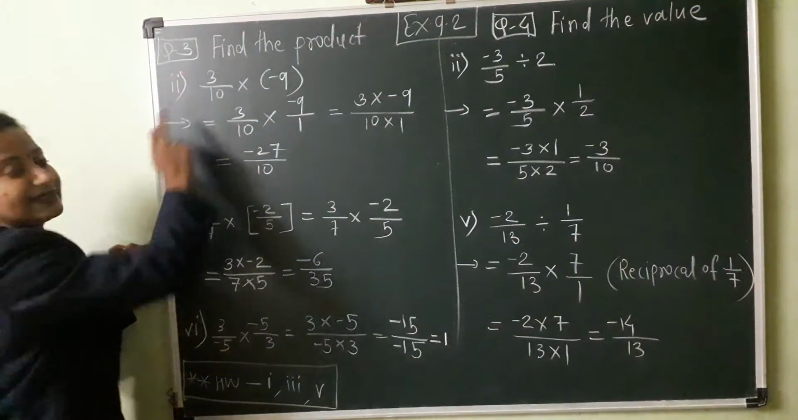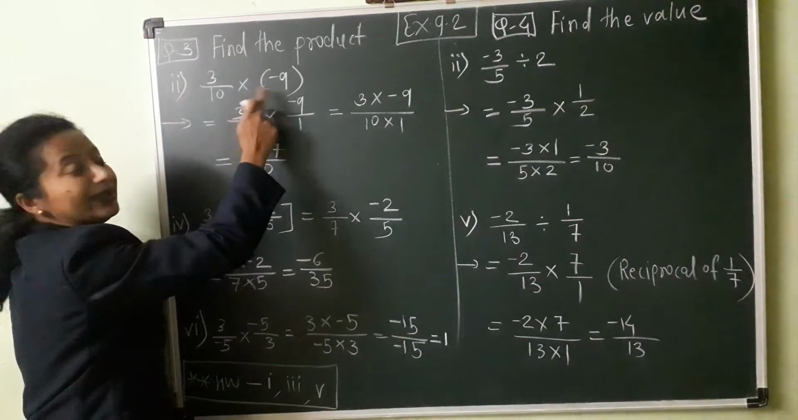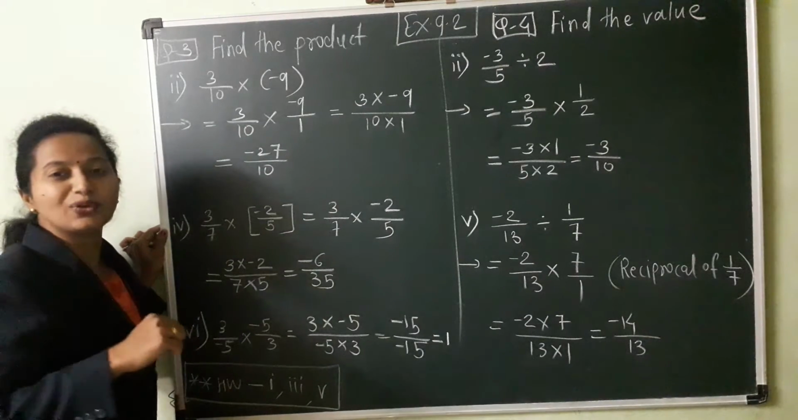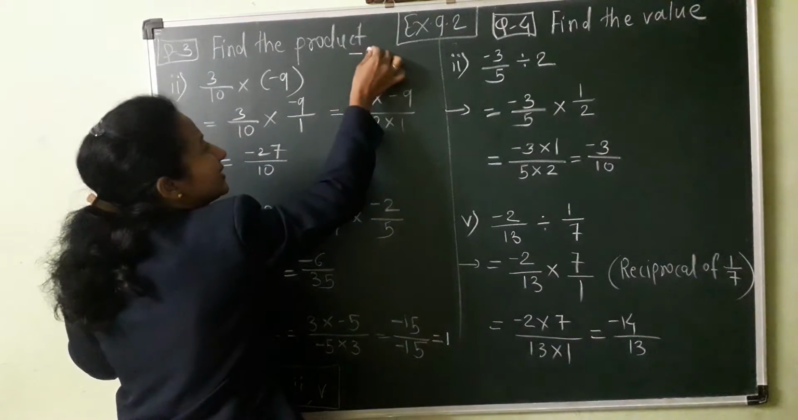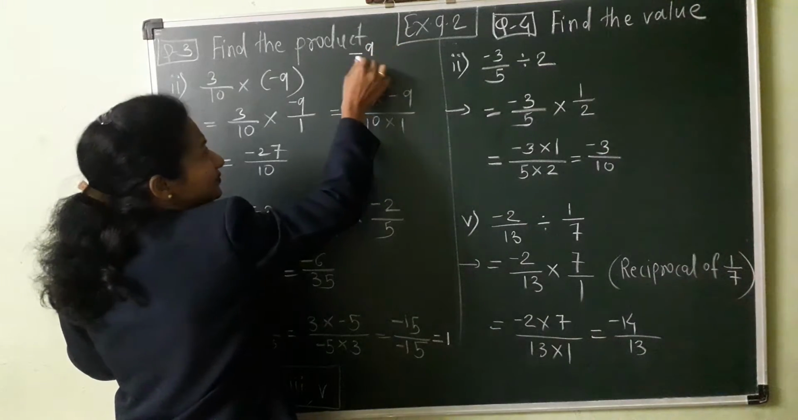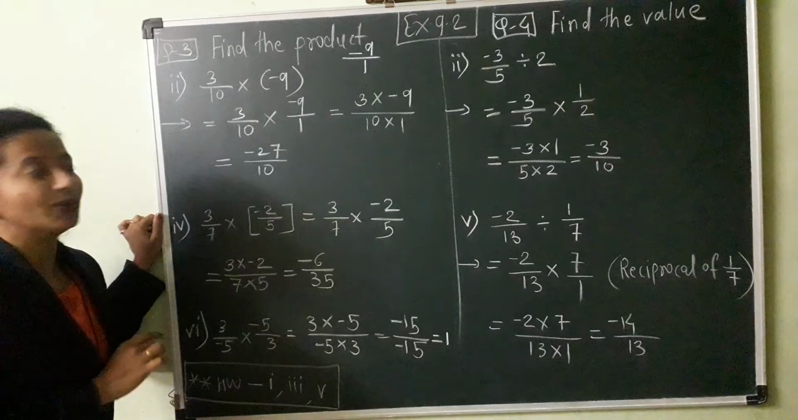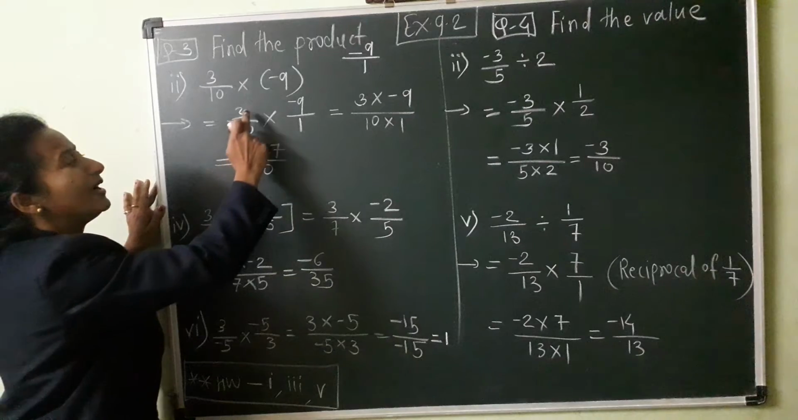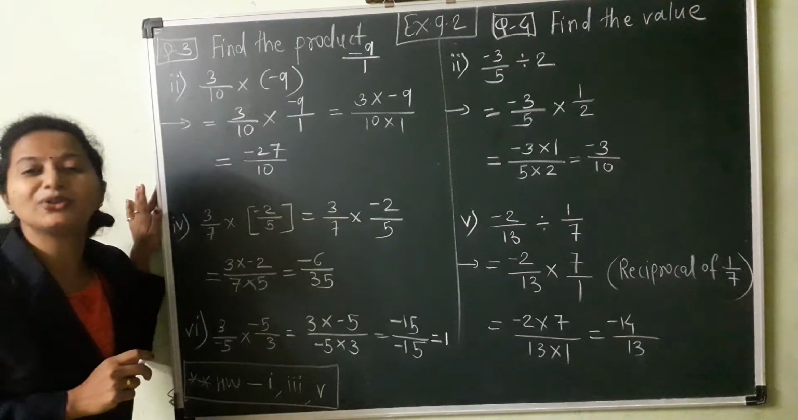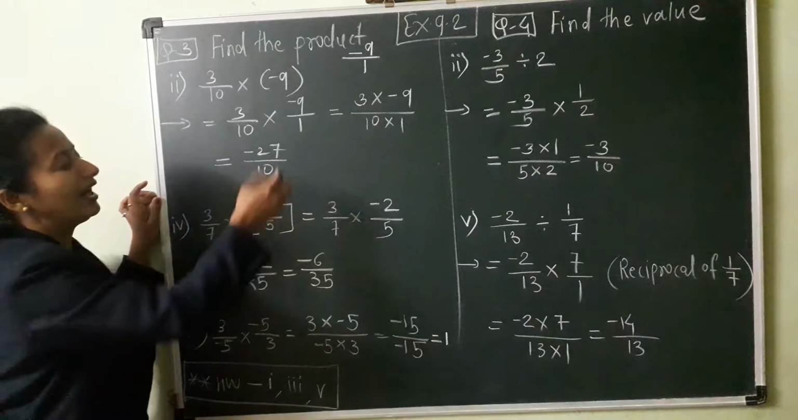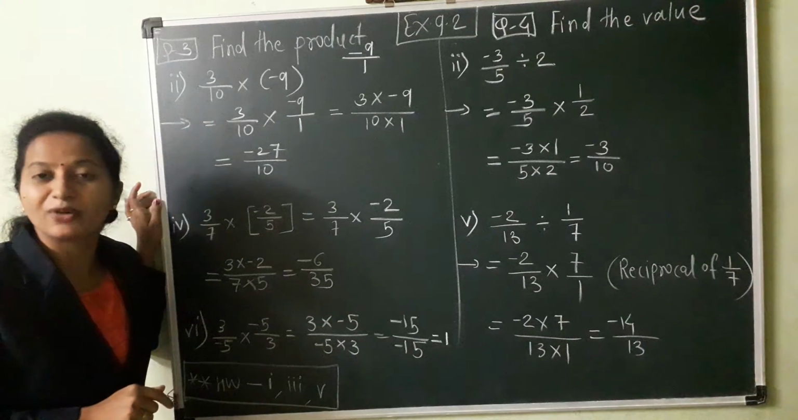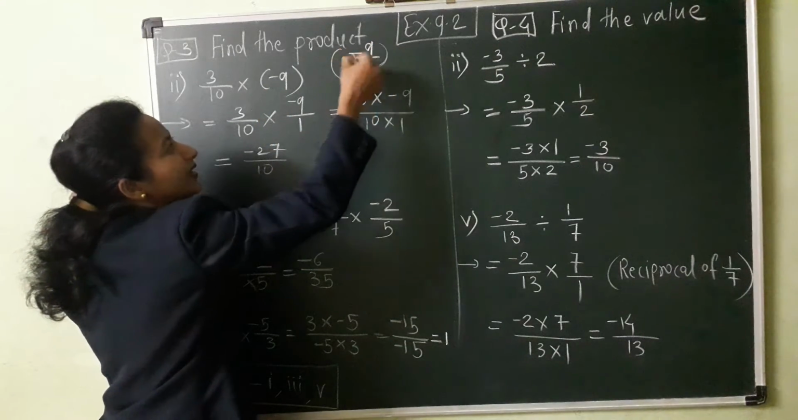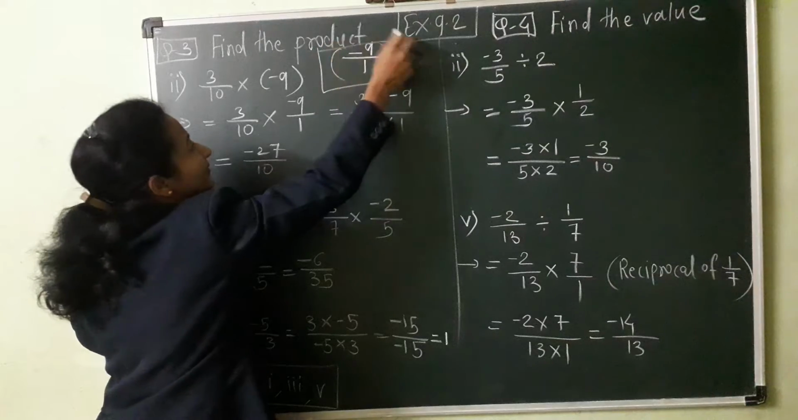See question number 3, second sum: 3 upon 10 multiplied by, in bracket, minus 9. Here you can see only one number, the denominator is not there. So as I told you earlier, if the denominator is not there, you have to consider the denominator as 1. While multiplying rational numbers, you multiply the numerator of the first rational number into the numerator of the second, and the denominator of the first into the denominator of the second. So here minus 9 means minus 9 upon 1. Note down this one.